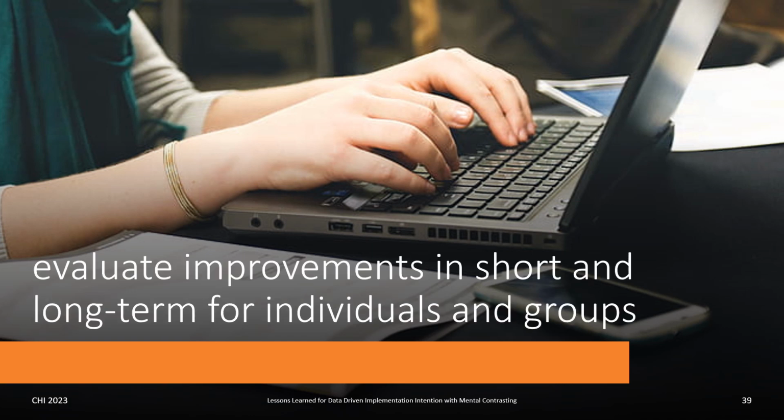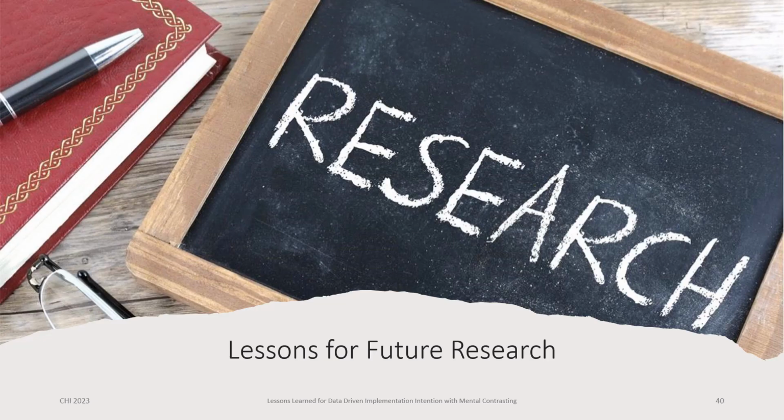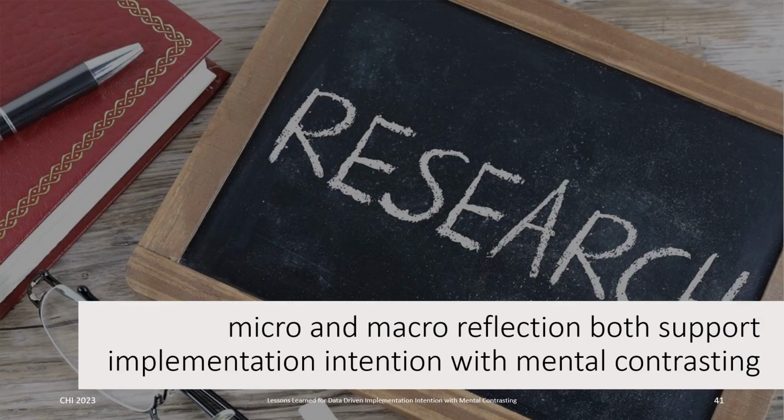Our initial focus was on supporting short-term and day-to-day improvements for the individuals, but we heard over and over that there is value in using data for longer-term planning and also within a group. So, formal studies of implementation intention and mental contrasting should consider and measure both short and long-term improvements for the individuals and within groups. There are also lessons to consider in future research on data-driven implementation intention with mental contrasting. I shared 2 of them here. Please refer to the paper for the rest.